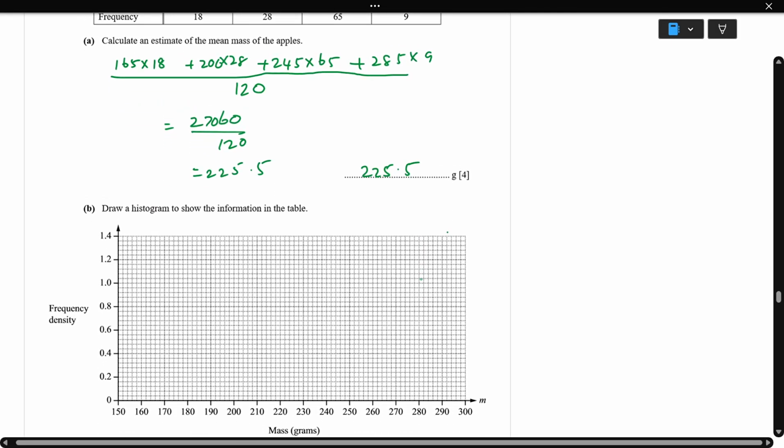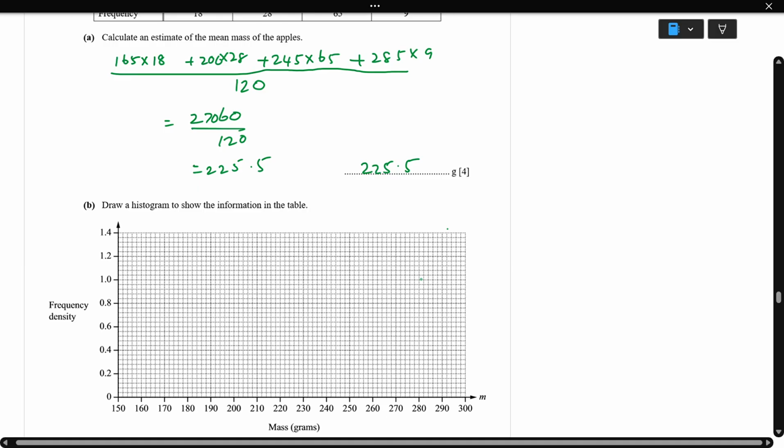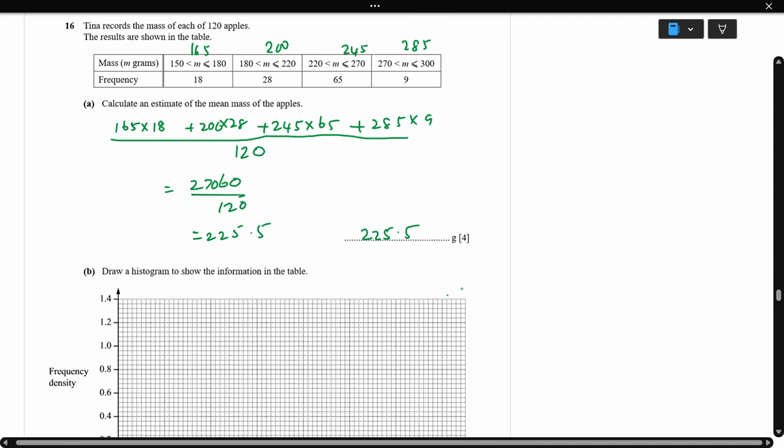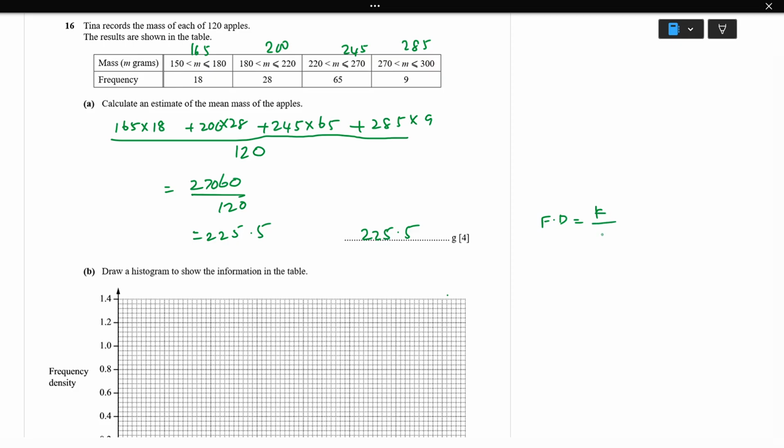Next, we need to draw the histogram. So we need to find the frequency density for every interval. The frequency density formula is frequency over class width. The first is 18 over the class width, 180 minus 150, which is 30, so it is 0.6. Next is 28 over 40, which is 0.7. Next is 65 over 50, which is 1.3. Next is 9 over 30, equal to 0.3.